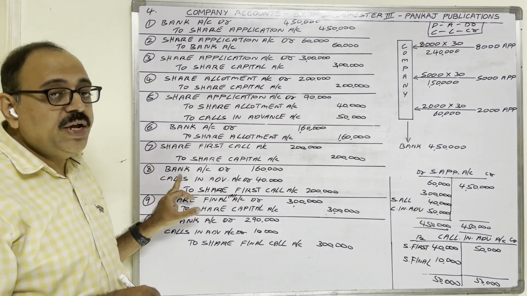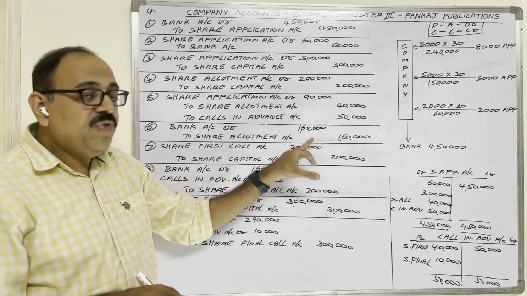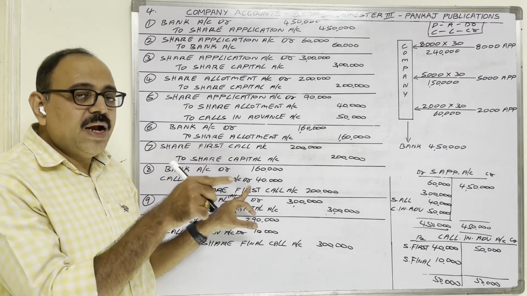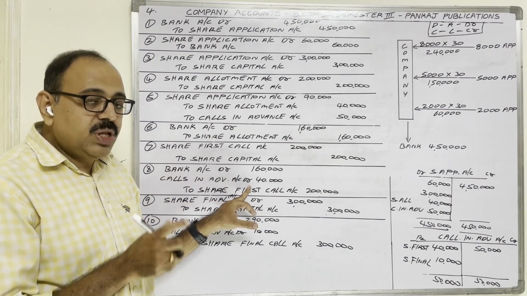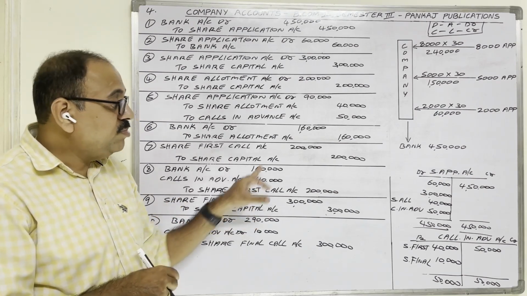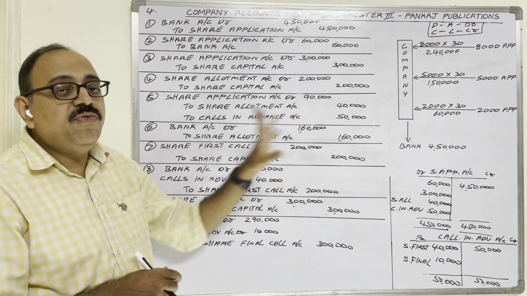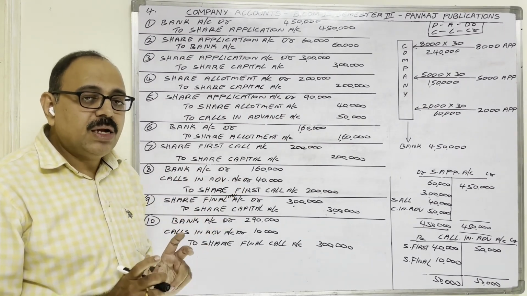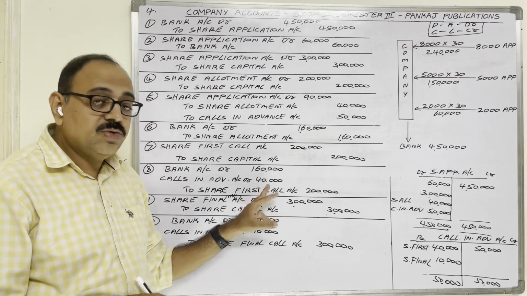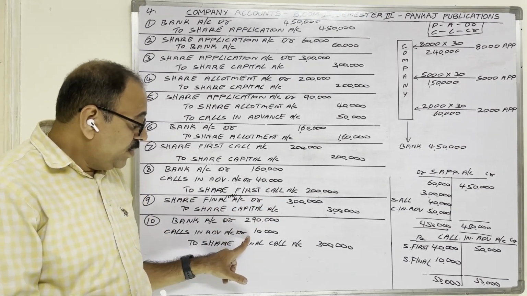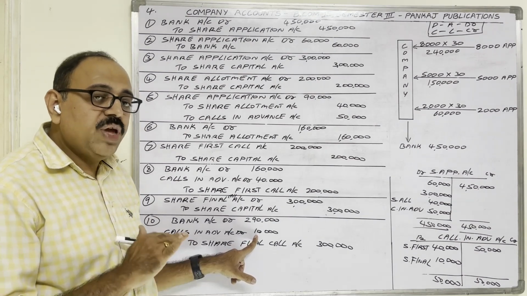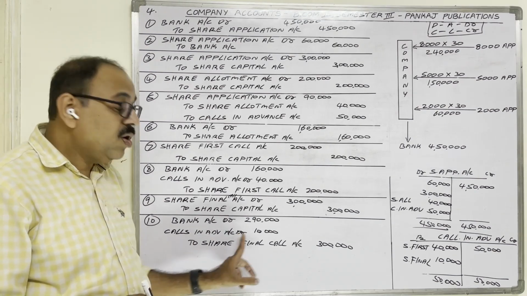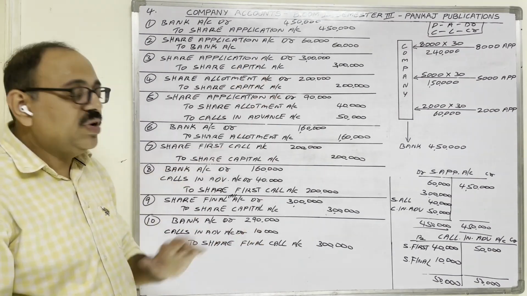In the 8th entry, what we did: from this extra amount of 50,000, first call money of 40,000 the second category applicant should pay now. So that 40,000 we have adjusted from this calls in advance balance of 50,000. So after the 8th entry, in calls in advance account the remaining balance is 50,000 minus 40,000, that is 10,000. In the 10th entry, finally the 10,000 also we have adjusted for second category applicants' final call amount. So these are the journal entries.